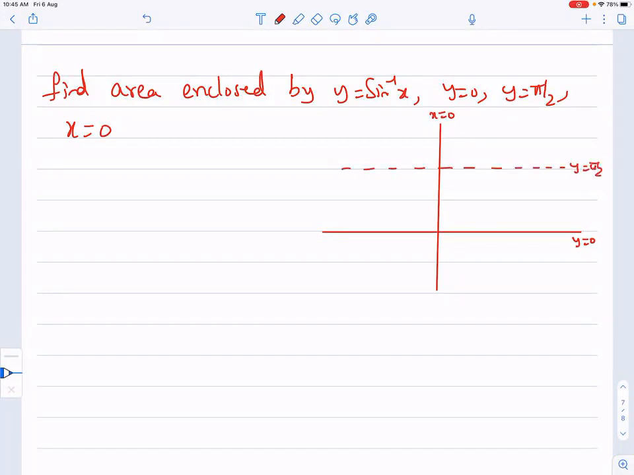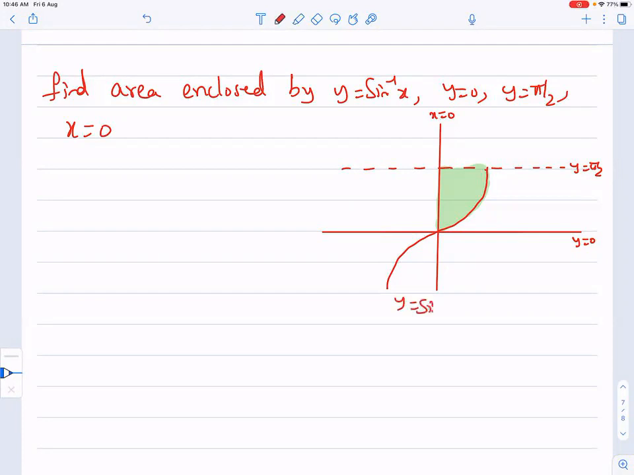And sin inverse x, we know, is going to be like this. It's going to be like this. Now we want the area enclosed here, this particular portion. Correct, students? How do we find it out? It is on the positive side of the y-axis only. This is y equal to sin inverse x.